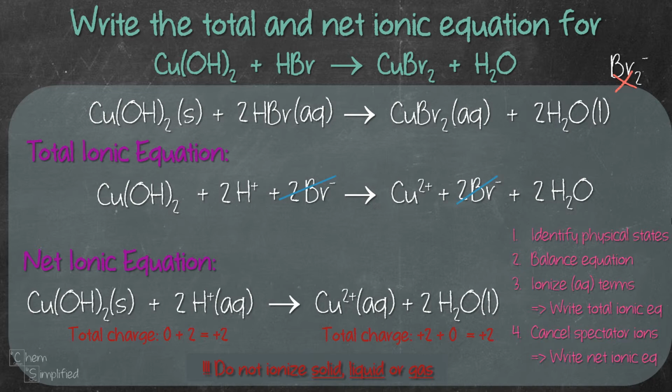That means both the atoms and the charges are equal on both sides, meaning we have written the correct net ionic equation. So there we have it. We managed to write the total and net ionic equations in 4 steps.